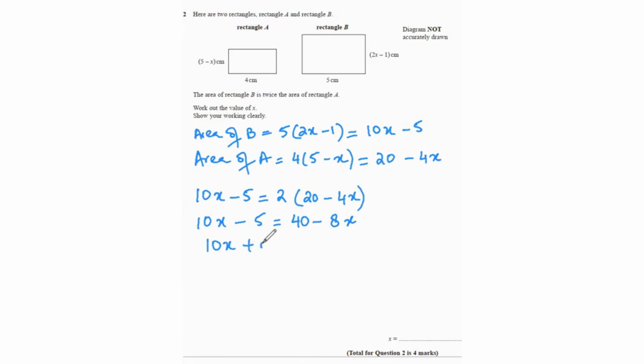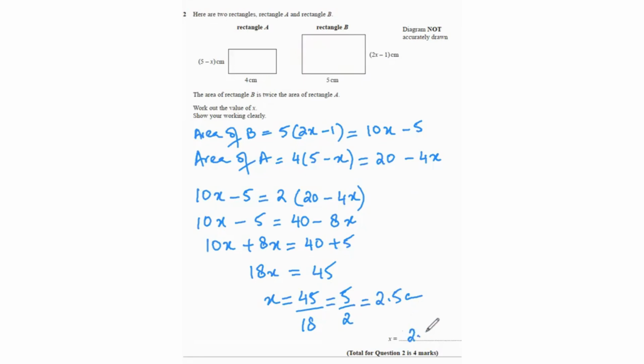10x plus 8x equals 40 plus 5. That's 18x equals 45. x is going to be 45 divided by 18, which simplifies to 5 over 2. And in decimals that is 2.5 centimeters, or 2.5. So x is 2.5.